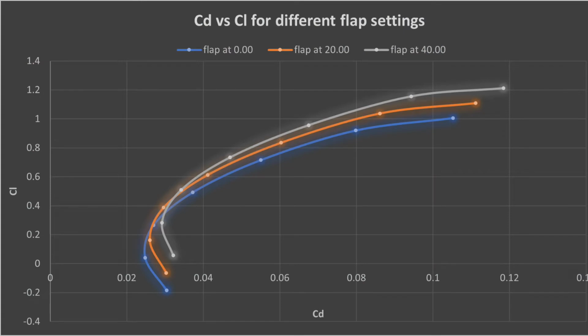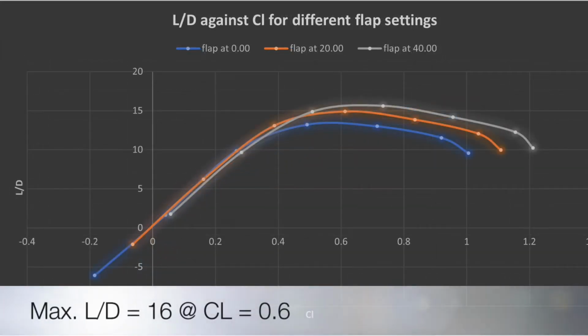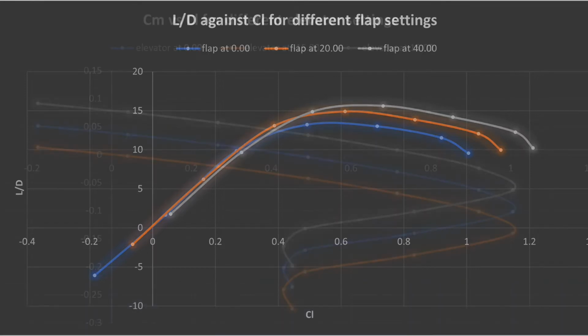The trade-off between lift and drag for the entire flight envelope can be seen here in the drag polar for a variety of different flap settings. For this aircraft, the best predicted L/D is 16 for a flap deflection of 40 degrees. This occurs at a lift coefficient of 0.6.